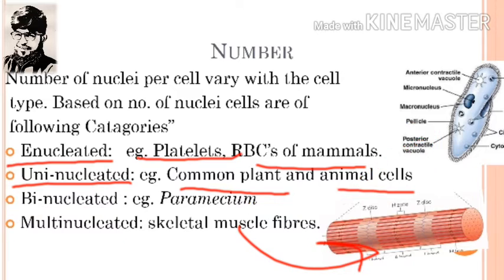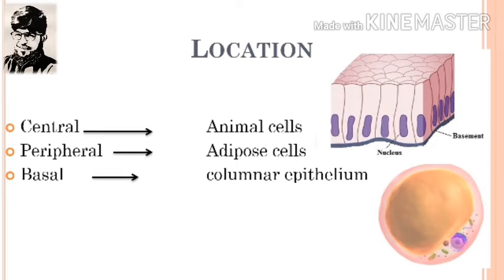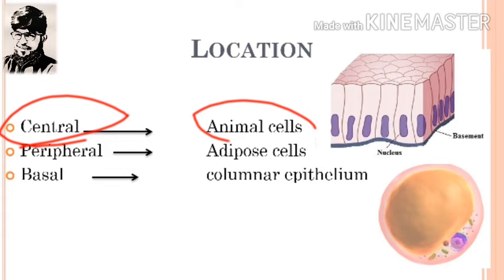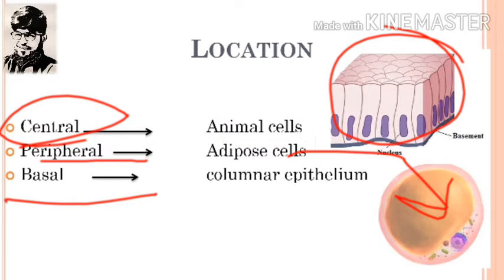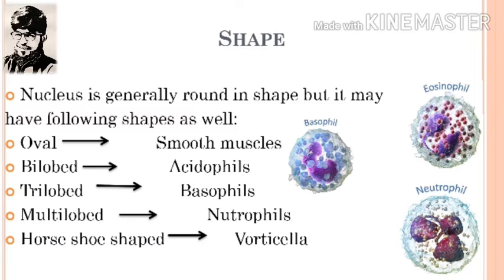Now coming to the location of the nucleus per cell, it's also varying from cell type to cell type. For example, nucleus can be centrally located as in normal animal cells. It can be peripheral, for example in case of adipose cells. It can be basal, for example in the columnar epithelial cells. So its location also varies from cell type to cell type. Now let's talk about the shape of the nucleus per cell.